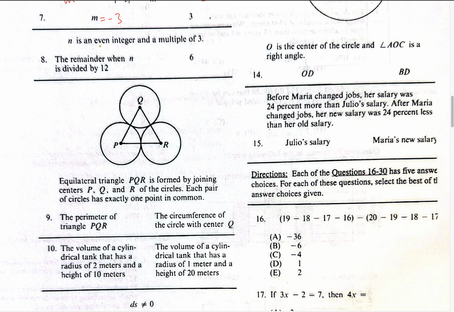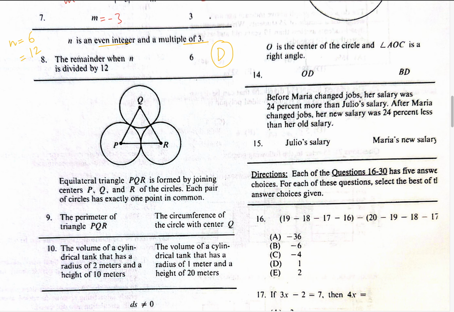Okay, n is an even integer and a multiple of 3, right? So if we plug in different values of n, it has to be an even integer and also a multiple of 3. So you can use 6, you can use 12, and so on, and you will find you are getting different values, right? So there is no one answer. In this case, when we cannot decide the relationship between the two quantities in column A and column B, we select D as the answer, because the information given is not sufficient.